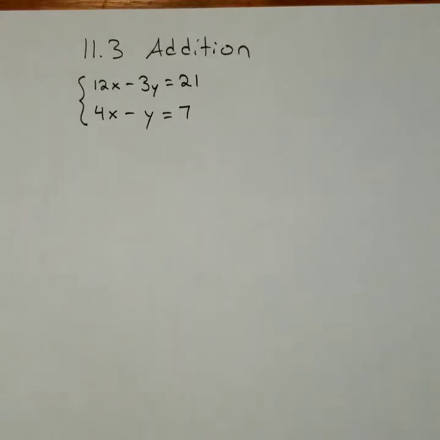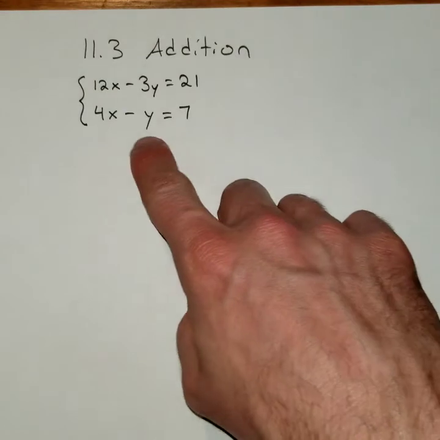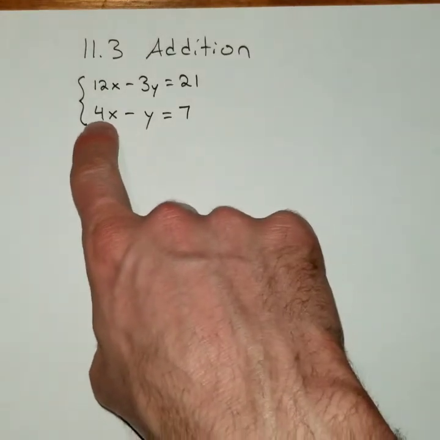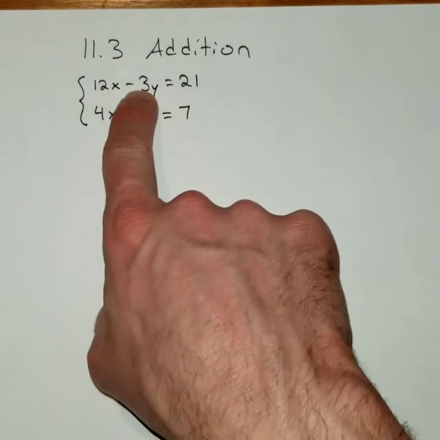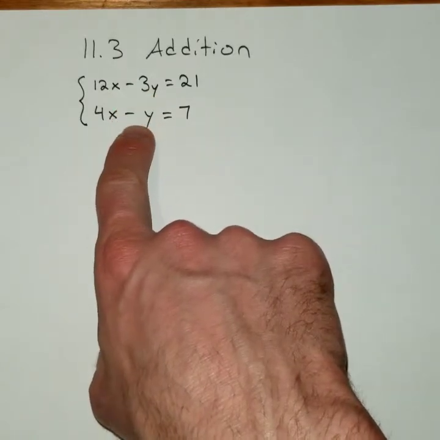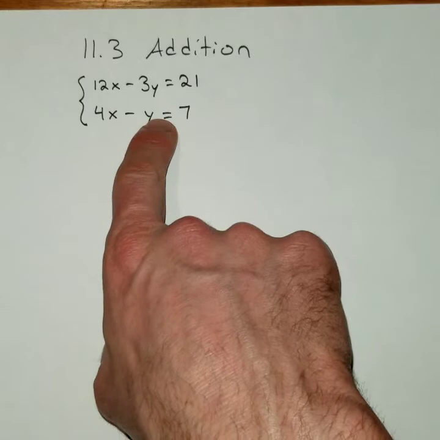Last example we're going to do for the addition method. Here we have two equations where it's a little bit easier to get one equation to multiply up to the other, at least the coefficients here. You can see the 4 multiplies easily to the 12, the 1 multiplies easily to the 3, and so it doesn't really matter which one we choose.